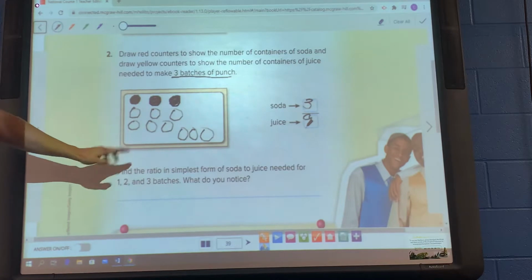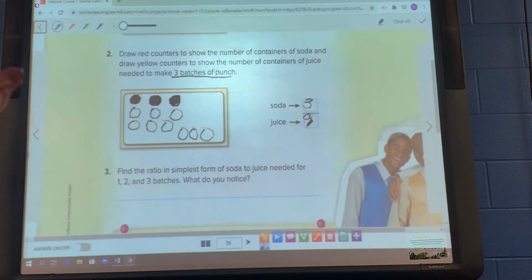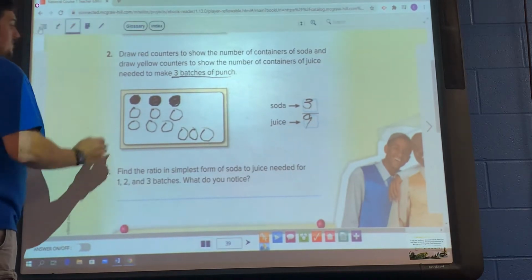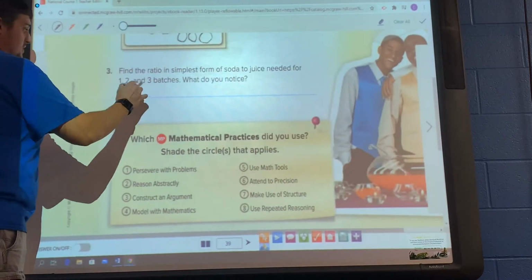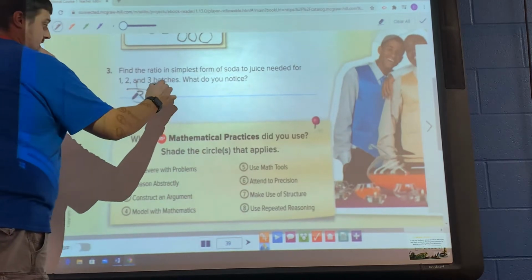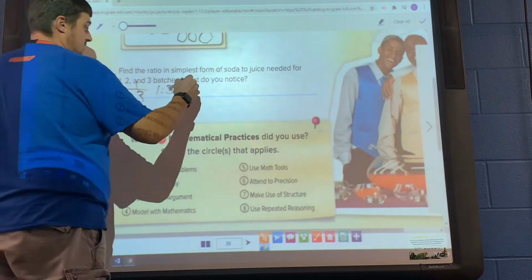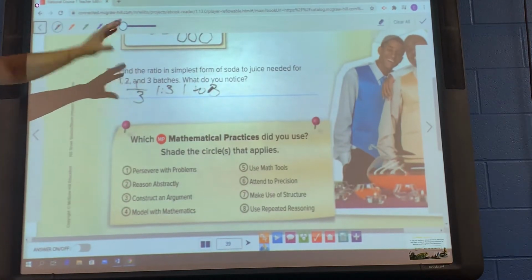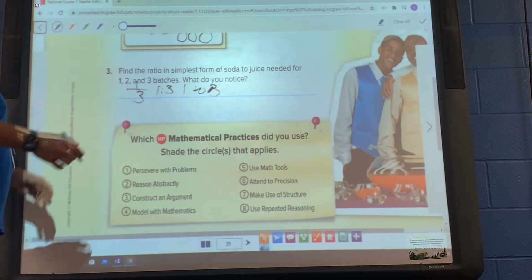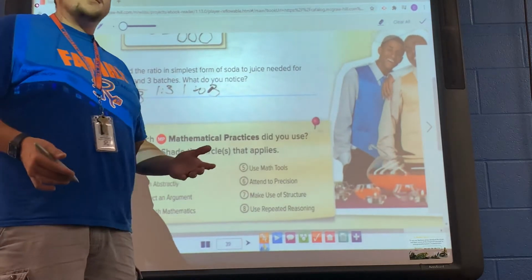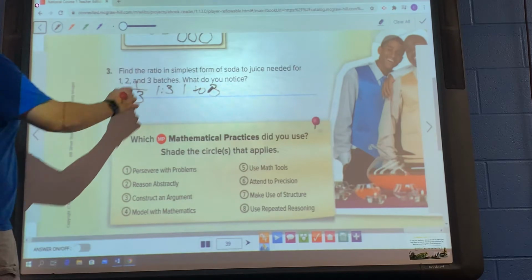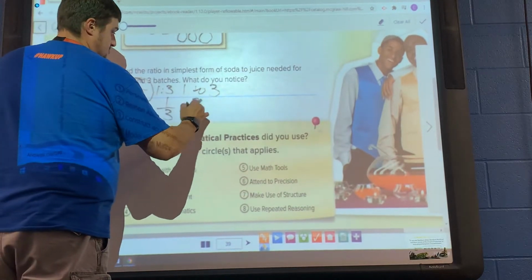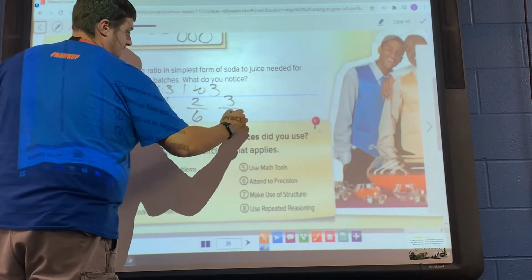So it says find the ratio in simplest form of soda to juice needed for 1, 2, and 3 batches. So the ratio for 1 is 1 to 3. Or you could write it as 1 to 3. Or you could write it as 1/3. I prefer the fraction way. That's just going to come more handy because we're going to deal with a lot more fraction type ratios because we're going to be simplifying a lot. So we're just going to leave it like that. So 1/3, so we have 1 to 3, we have 2 to 6, and we have 3 to 9.